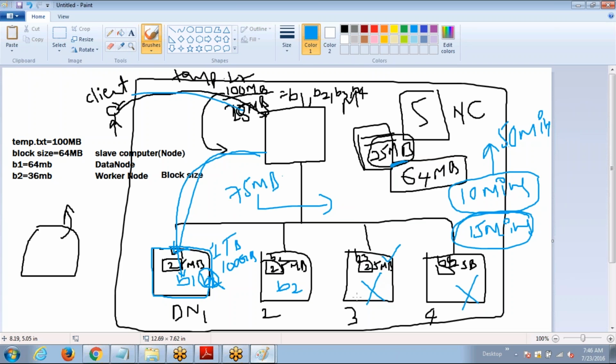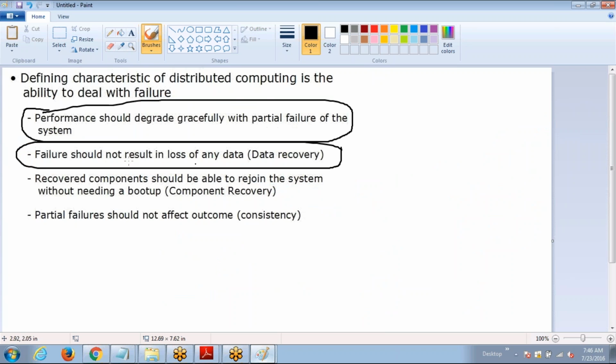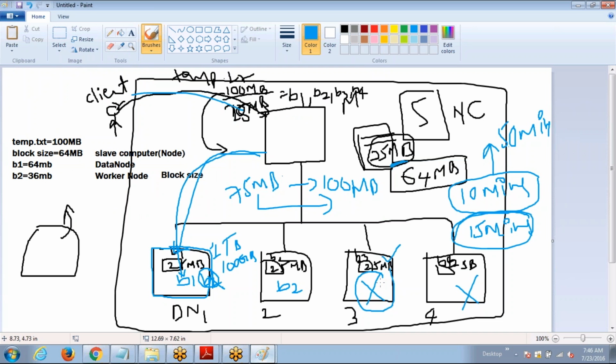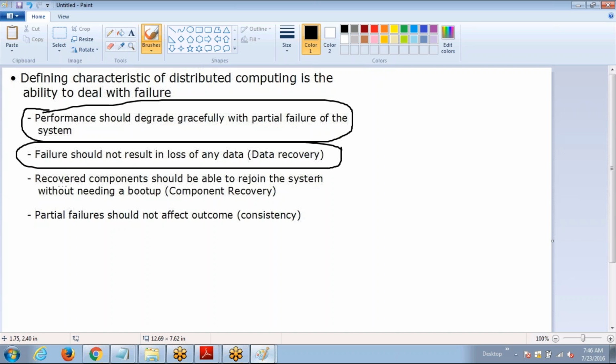What I have to do is recover this data, and then run the logic on my 100 MB of data. That is what I mean: failure should not result in the loss of any data. You have to recover this data and then compute on top of the 100 MB of data. The third point is that a recovered component should be able to rejoin the system without needing a reboot.